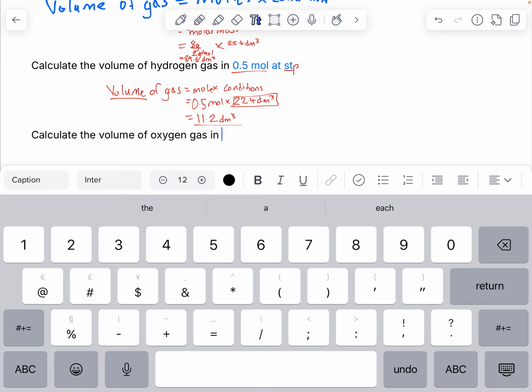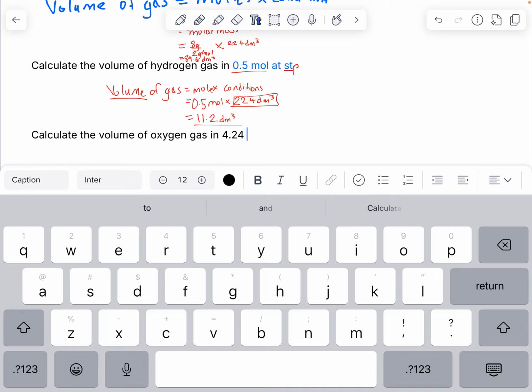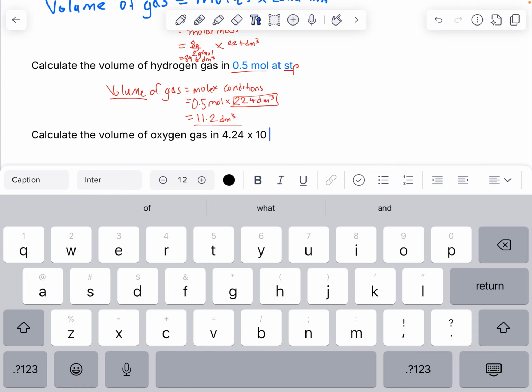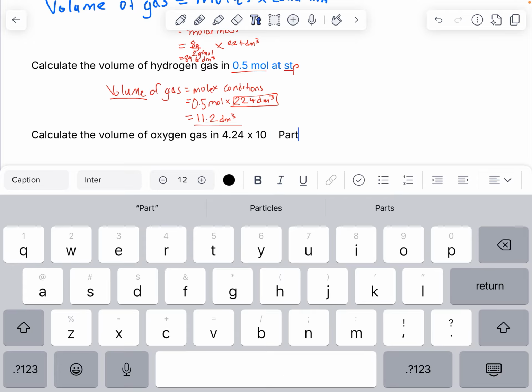in 4.24 times 10 to the 23rd power particles of that gas at RTP.